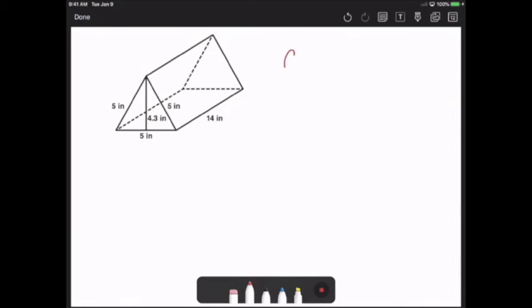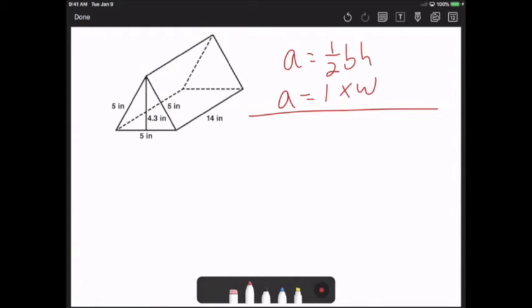Triangle is area equals 1/2 base times height. Rectangle is area equals length times width. And don't forget, for the triangles you have 2, for the rectangles you have 3. So pause and then hit play.